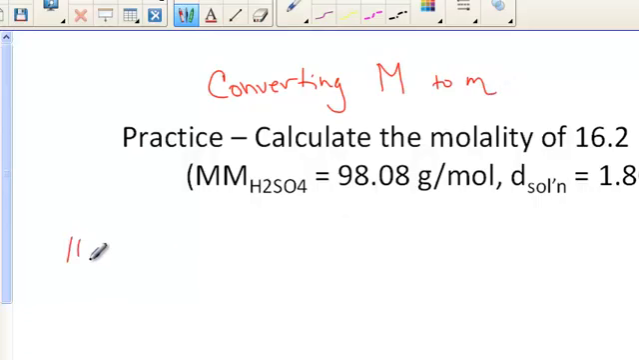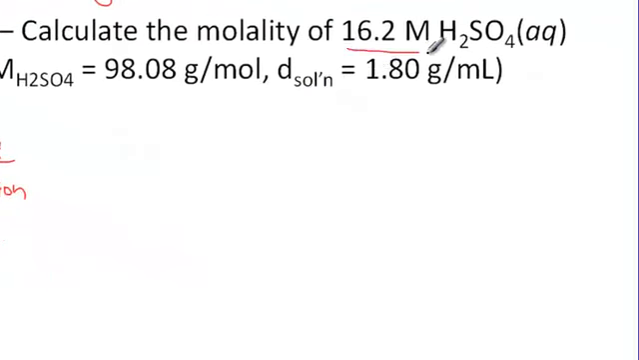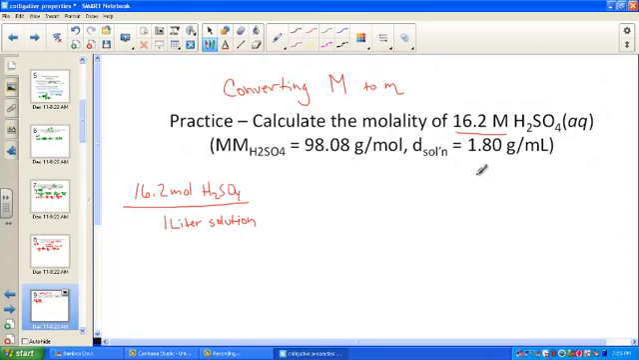The very definition of molarity says that there are 16.2 moles of aqueous acid in the combined volume of a liter of solution. Moles per liter. So I just took this number here, 16.2 molar, and I defined it: moles per liter of solution. Well, one of the things to consider is this entire solution. In order to get molality, we've got to convert that into a kilogram unit, don't we? So here's my definition of moles per liter of solution. We've got to do a little bit of work.